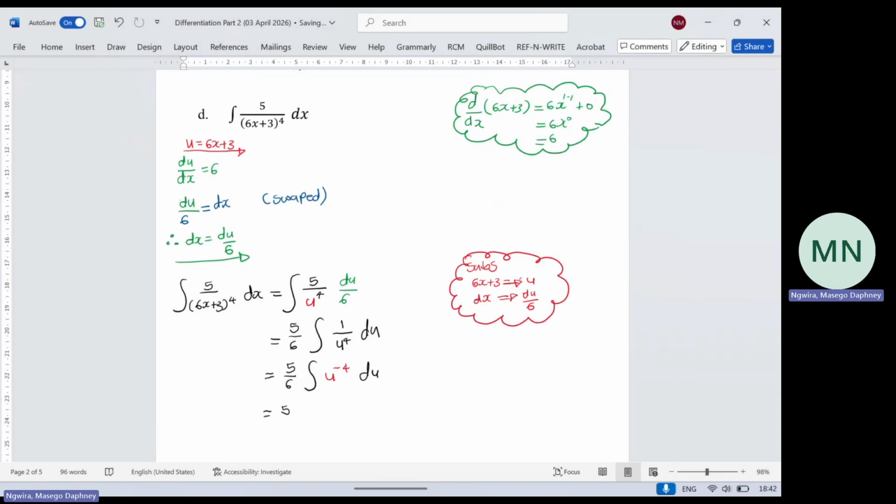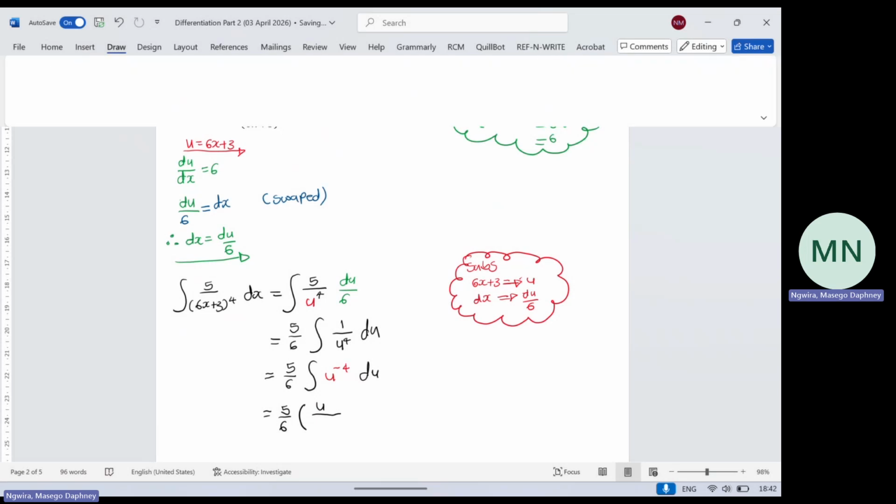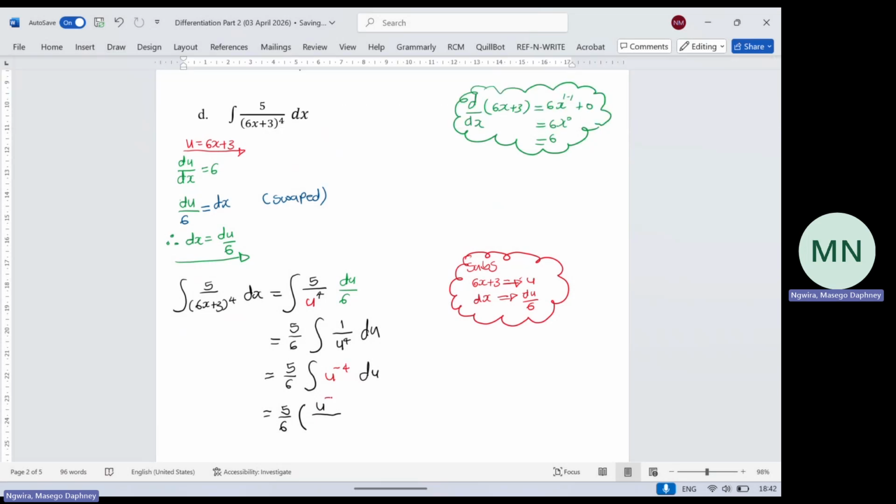So this is just 5 over 6, then bracket. When we integrate u to the power of negative 4, we are going to have u to the power of negative 4 plus 1. Don't forget, we add 1. Integration, we add 1. Differentiation, we minus 1. This is the denominator also: over negative 4 plus 1. And then don't forget the plus c because I integrated.